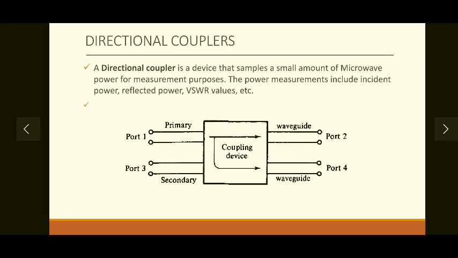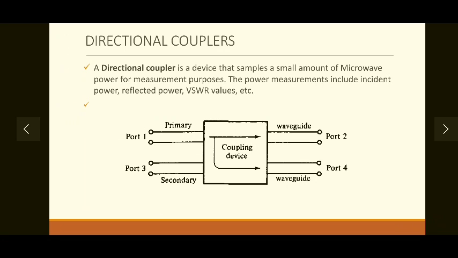So what is a directional coupler? It is a device that samples a small amount of microwave power for measurement purposes. The power measurements include the incident power, reflected power, VSWR values, etc. So when we want to measure power at a particular point in a microwave communication circuit, we use directional couplers. On your screen you can see the diagram where our directional coupler is shown.